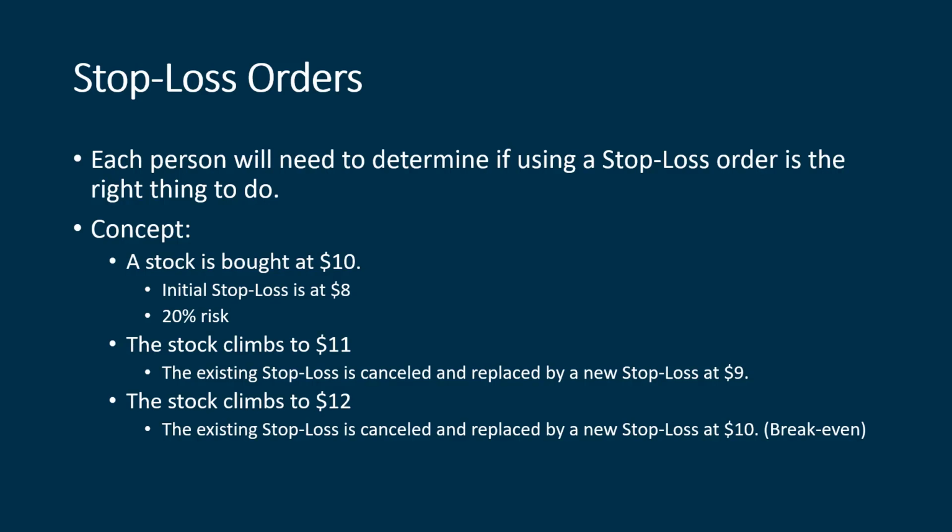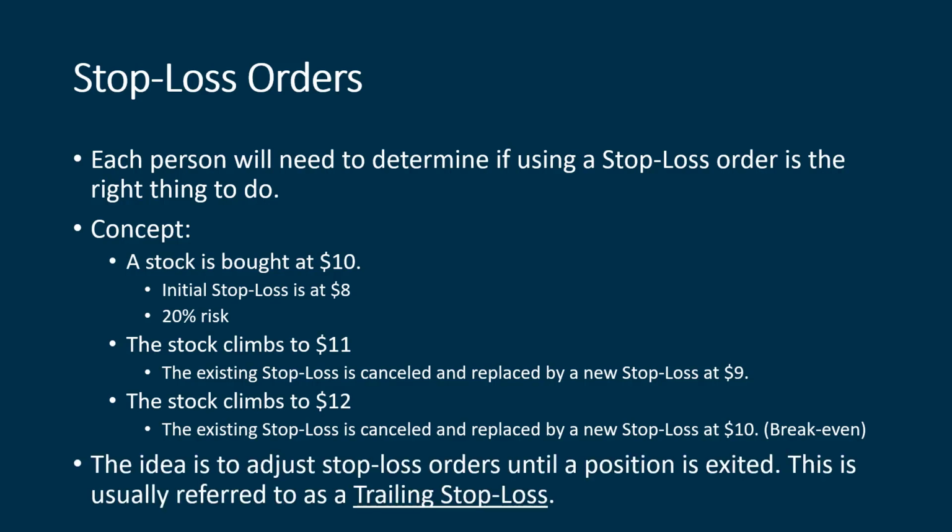And that's when you can relax a little bit and just watch things. You don't have as much risk at that point, so that if things do go against you, at least you're going to get your money back. The idea is to adjust your stop loss orders until a position is exited. This is usually referred to as a trailing stop loss.